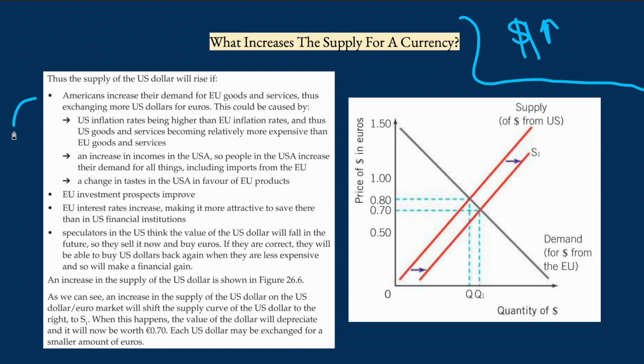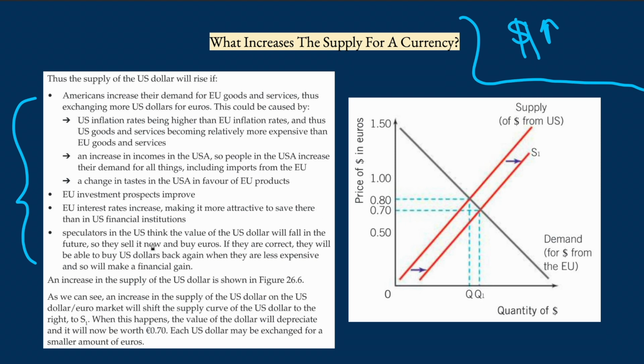So again, this whole section right here is just repeating the exact same reasons that we used for Europe wanting more American dollars, but this time we just switched the countries. Number two, EU investment prospects improve. Number three, EU interest rates increase, making it more attractive to save there than in US institutions.